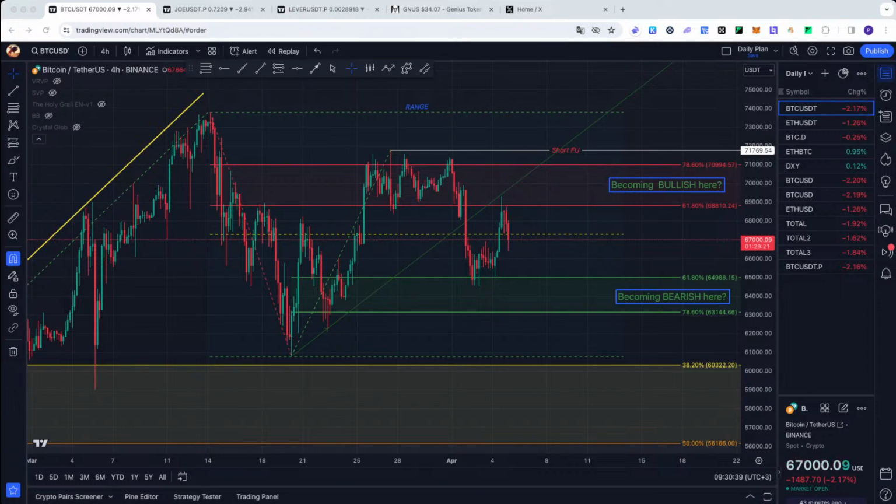Let's look at Bitcoin. You can see it already on my chart. It's the first thing I want to see in the morning. Bitcoin 4-hour chart, clear price action, really nice and clean.